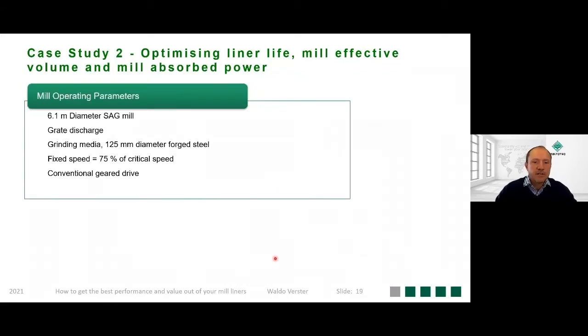So let's move over to the actual case study. And this case study is all about optimizing your liner life as a function of the mill effective volume and the mill absorbed power. The mill operating parameters: it's a 6.1 meter SAG mill with a grate discharge, 125 millimeter diameter steel grinding media. It's being operated at 75% of its critical speed with a conventional geared drive.